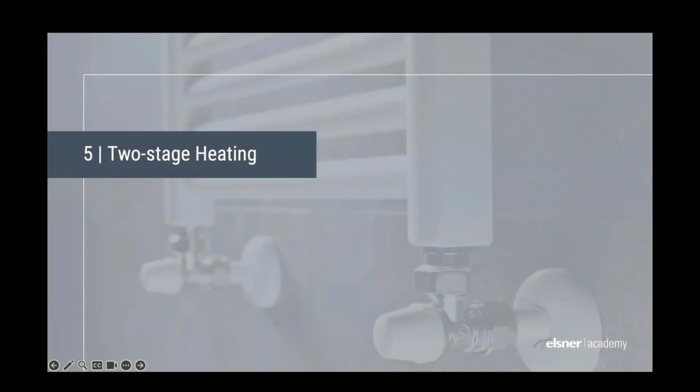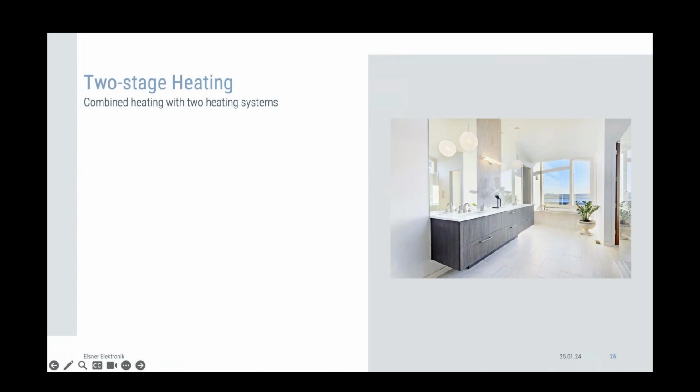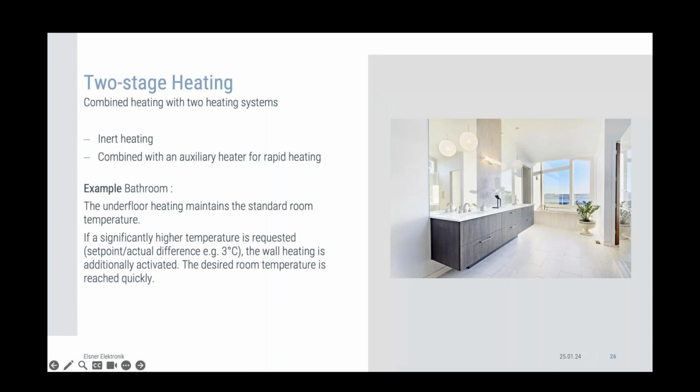Next up, we will discuss the two-stage heating. This is sort of a special case. A two-stage heating system is usually a combination of a heater that reacts very quickly and another one that reacts slower. We have one example in the bathroom. So the underfloor heating maintains the standard room temperature. If a significantly higher temperature is requested via the thermostat or the set point is changed, the wall heating is additionally activated. So this means that the desired room temperature can be reached very quickly. That is when you use the two-stage heating.